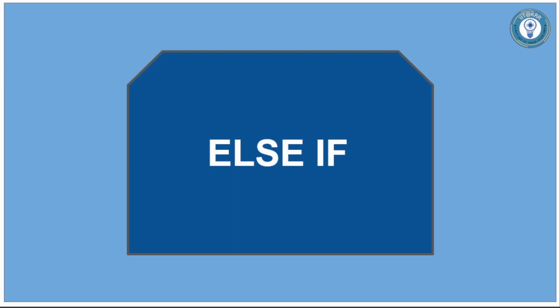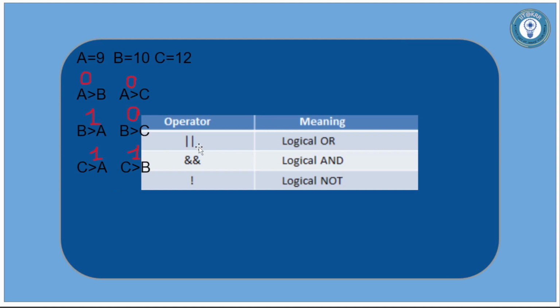Before seeing about else if statement, let us see about logical operators. Here we have three types of logical operators: or, and, not. Or and and operators are used to check two equations. In the or operator, if any one of the equations is true, then it will return true. In the and operator, both equations must be true, then only it returns true. The not operator just inverts the result. If it is true, it will return false. If it is false, it will return true.